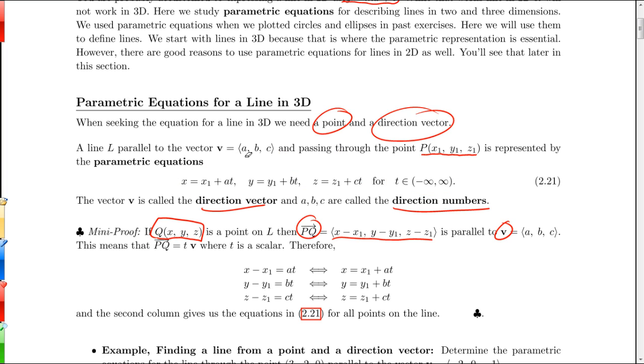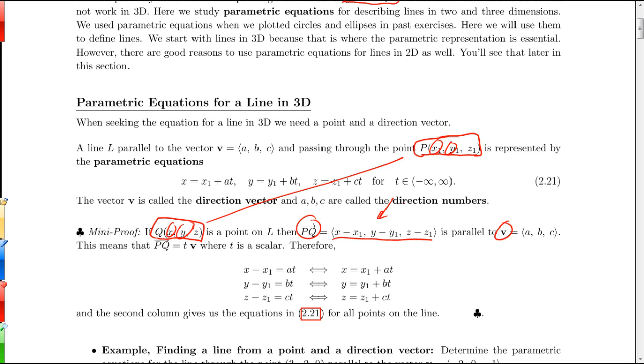Let me erase some of this so you can see the players here. Here's P, here's Q. To get PQ, I take Q and subtract P, so that's going to be x minus x1, y minus y1, and so on. We know that has to be parallel to my direction vector. What that means is x minus x1 has to equal a times some constant, y minus y1 has to equal b times the same constant, and z minus z1 has to equal c times that same constant. That way one vector is a constant multiple of the other.